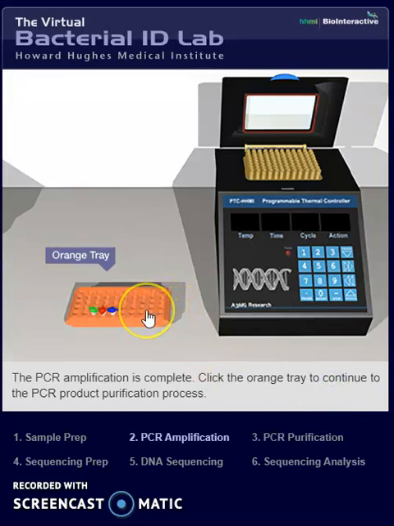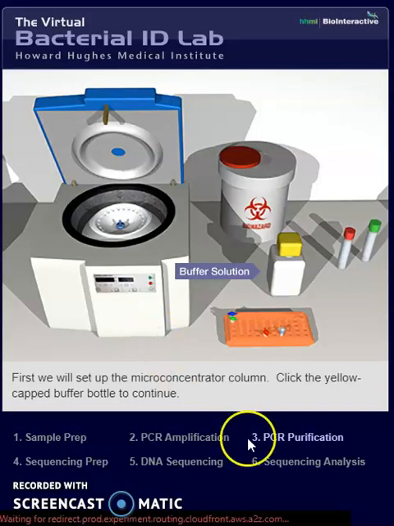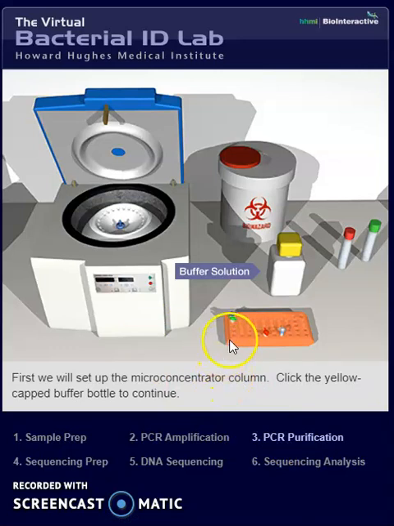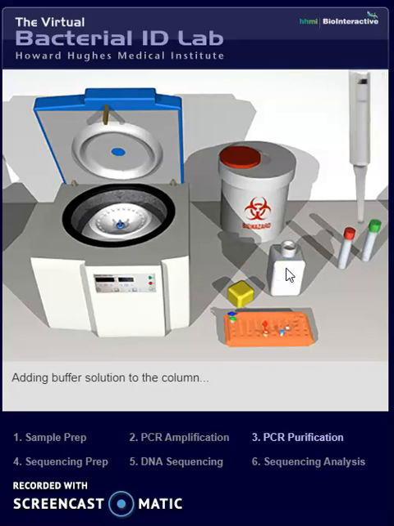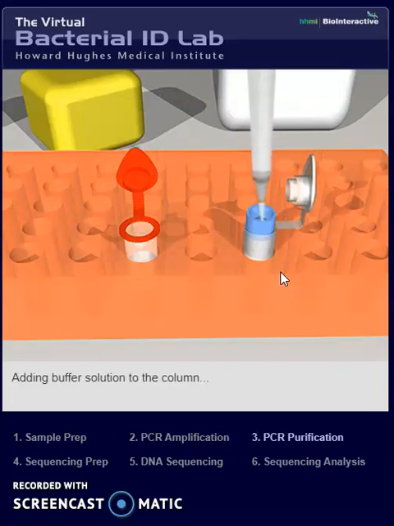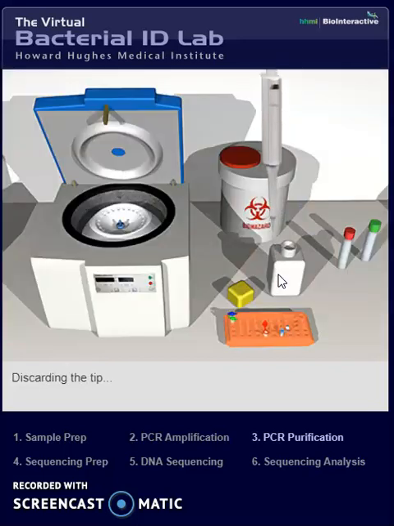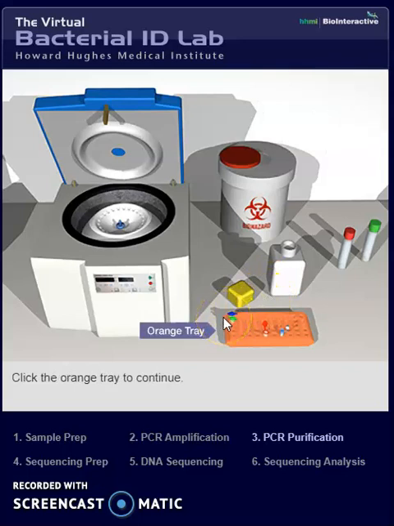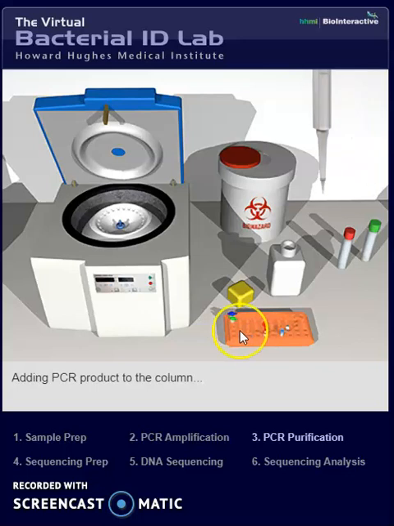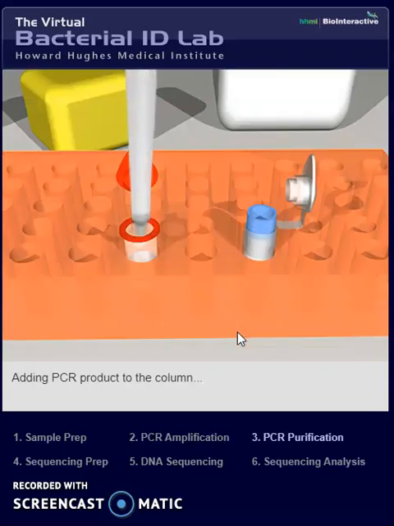After that, we will do step 3, which is PCR purification. First of all, we should set up the microconcentrator column. To do that, we should click this yellow bottle and then add buffer solution to the column. Click the orange tray to continue. Adding PCR product to the column.